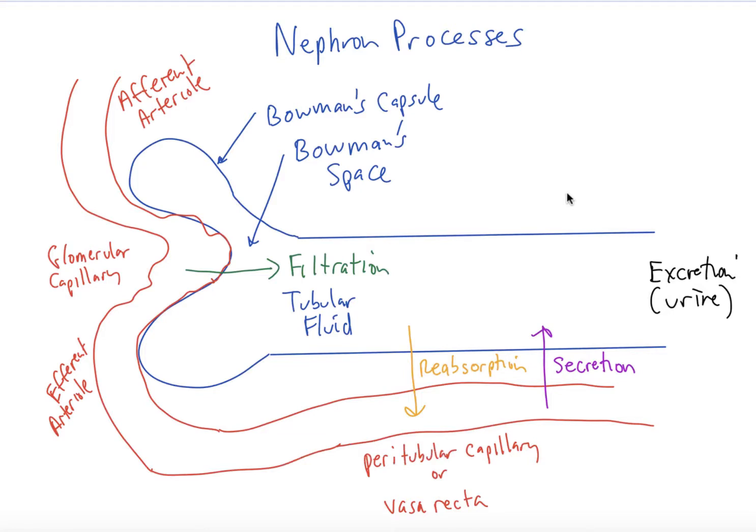So now we're going to talk about some very important nephron processes. The nephron is the individual unit of the kidney, and what we have here is a little schematic looking at what we call Bowman's space, which is contained within Bowman's capsule. And you can see that the blood supply coming into the kidney goes right up against Bowman's space.